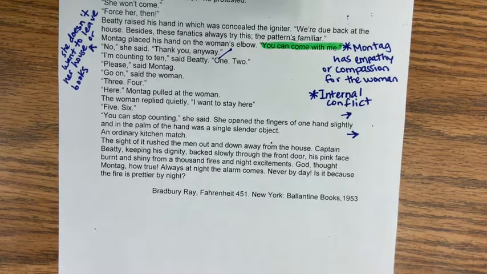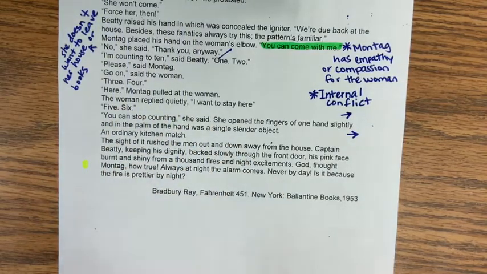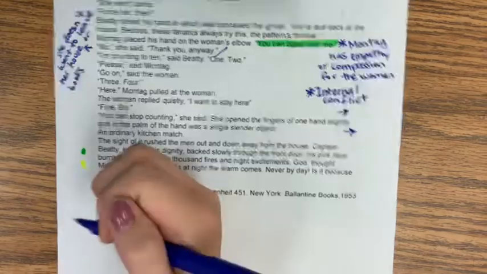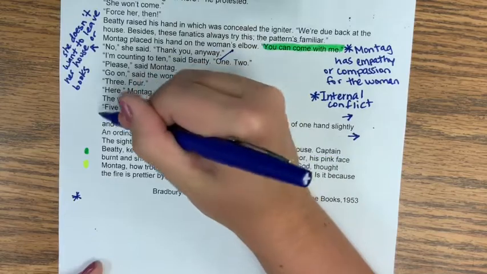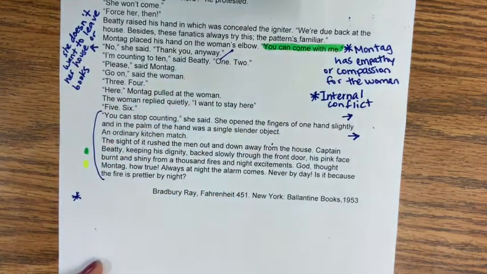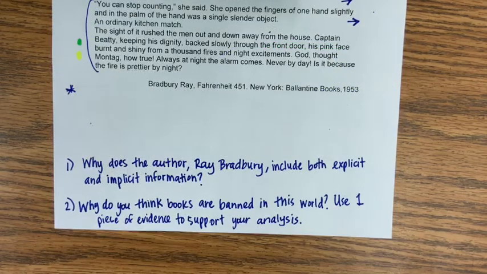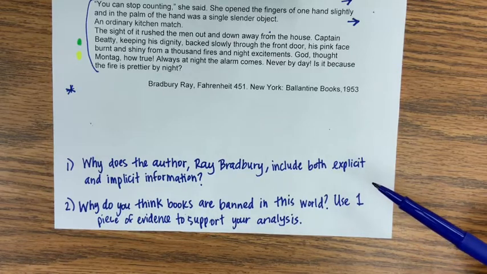All right, so what I want you to do is find one piece of implicit evidence, find one piece of explicit evidence to support an inference or claim about this last section right here. All right, the last thing that I want you to do is answer these 2 questions. If you have room at the bottom of your annotations, you can answer them here or on the back of your page, as long as you submit it to Schoology.